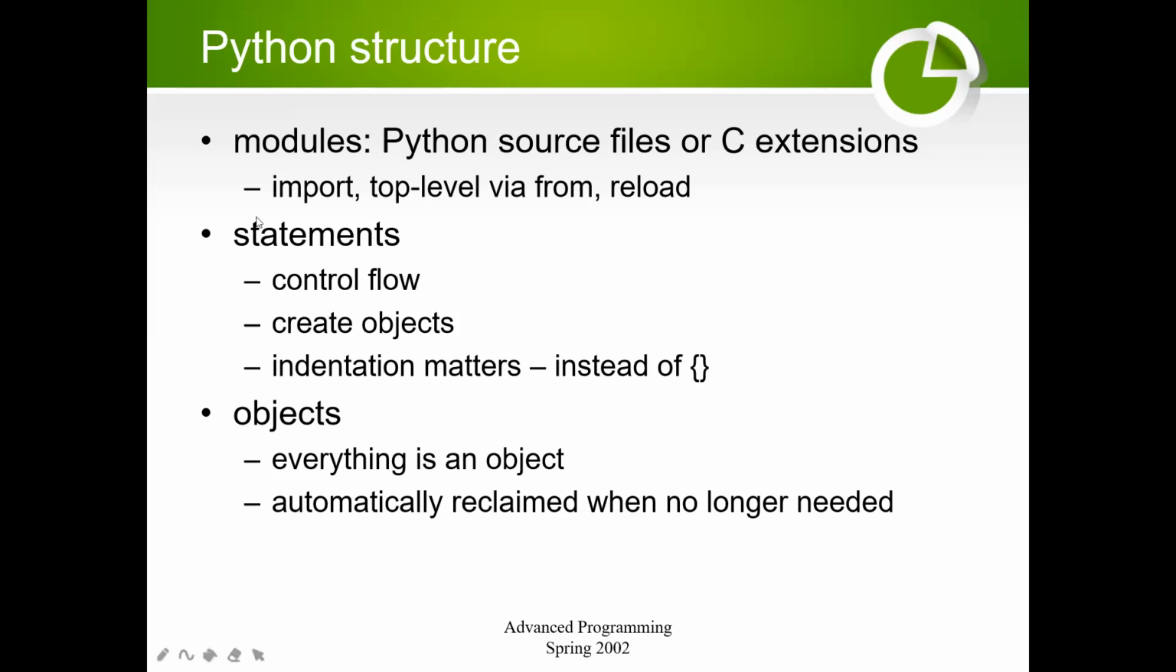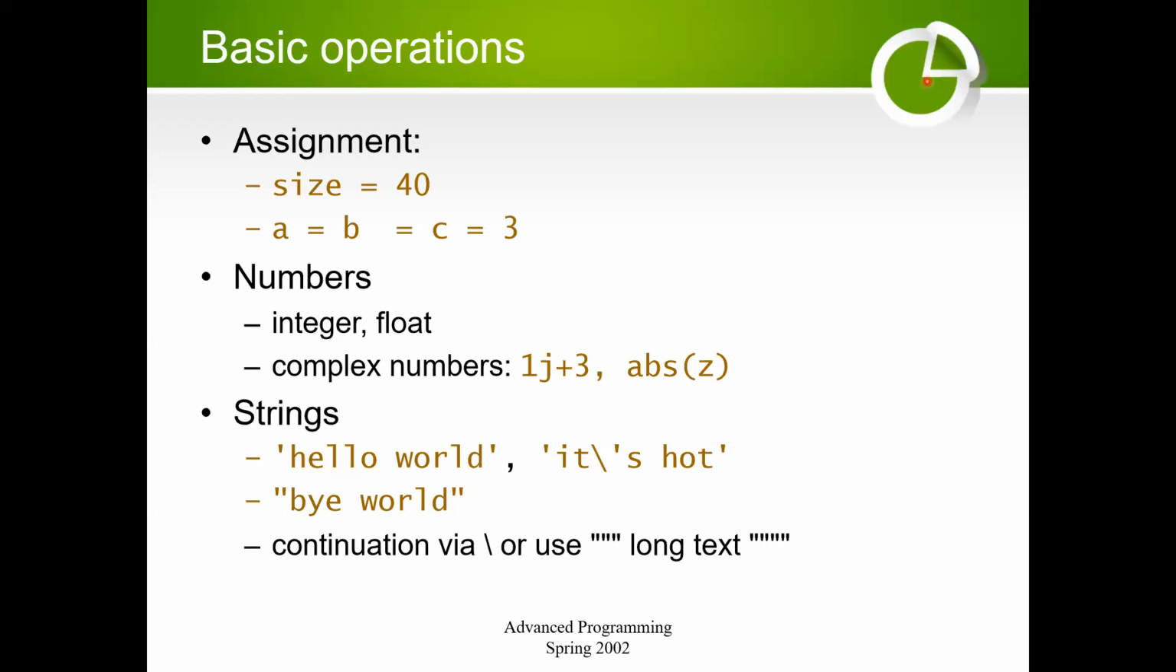Now, what about the module structure? Here, if we take this as a part of Python, for the basic operations, you see here I have declared size, like the assignment size equal to 40. Okay. Now a equal to b equal to c equal to 3. So this is called the assignment operation.